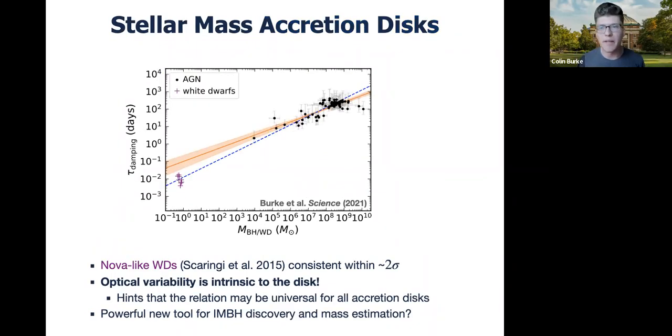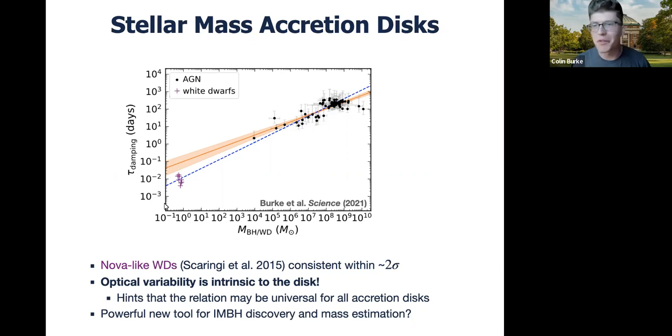But we thought, well, why stop there with AGNs? What happens when you look at stellar mass accretion disks? So one of our co-authors, Scaringi, has really great power spectra of a sample of accreting white dwarfs, nova-like white dwarfs. And we plotted their damping timescales measured in the optical, correcting for the rest frame differences. And what we find is that it is within 2 sigma consistent with an extrapolation of our timescale-mass relation, which can then easily be explained by some sample selection effects.